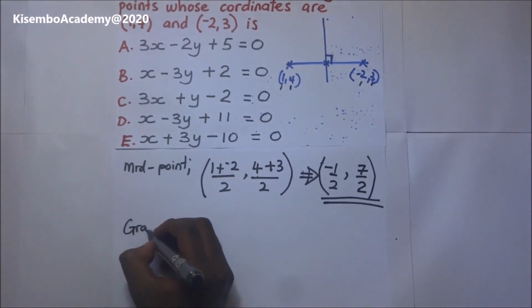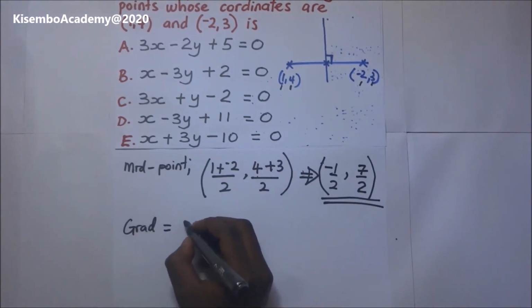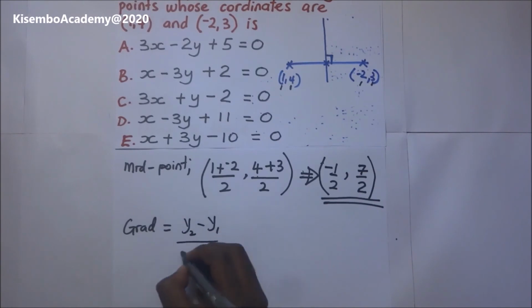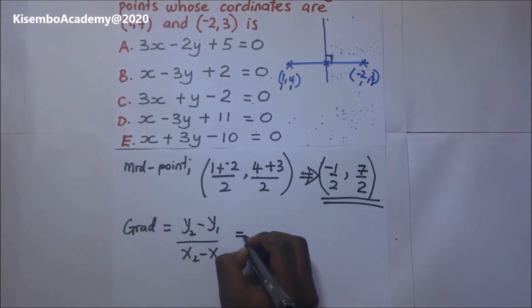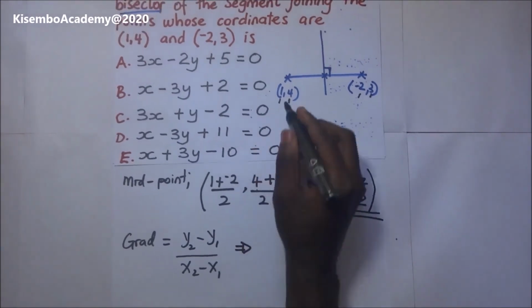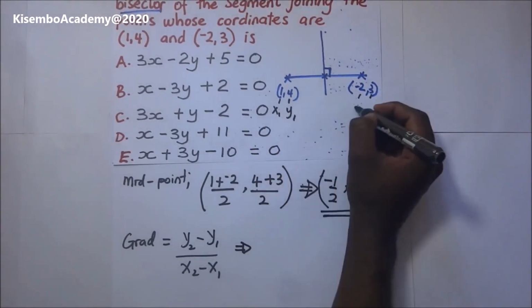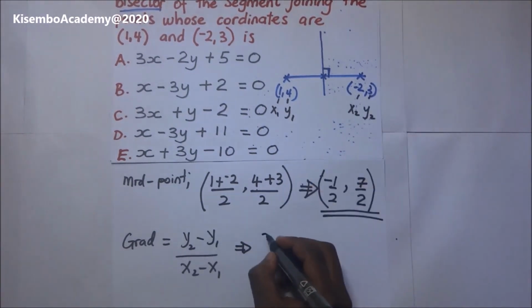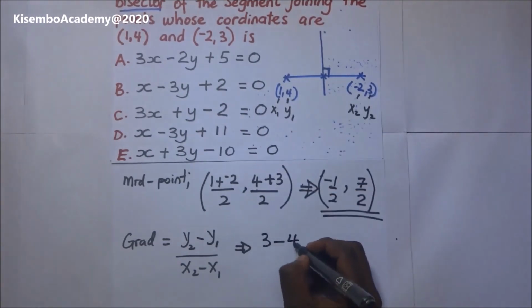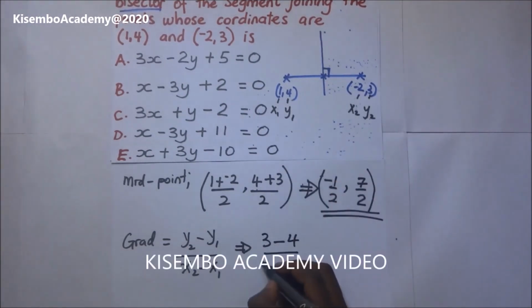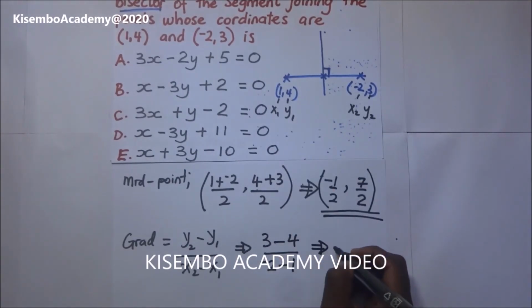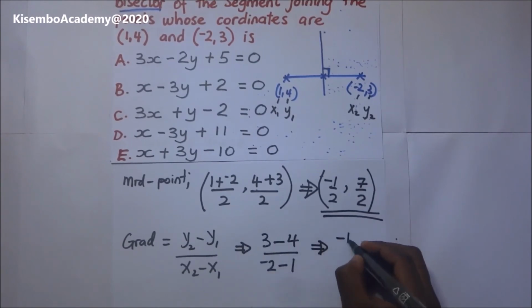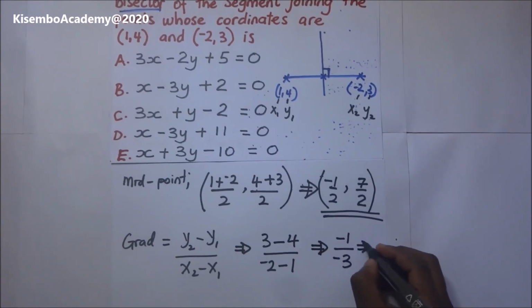So let's go ahead and find the gradient of this line. It is going to be equal to y2 minus y1 over x2 minus x1. Let's call this x1, y1, and this x2, y2. So our y2 here is 3 minus y1, which is 4, divided by our x2, which is -2, minus our x1, which is 1. Therefore 3 minus 4 is -1, divided by -2 minus 1, which is -3. Definitely that is a third.